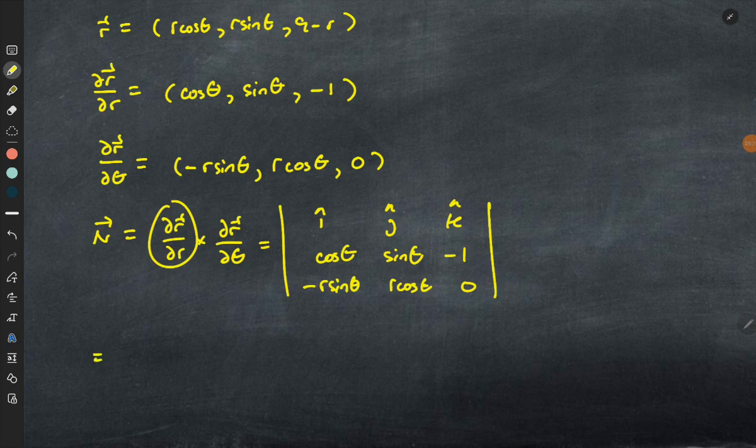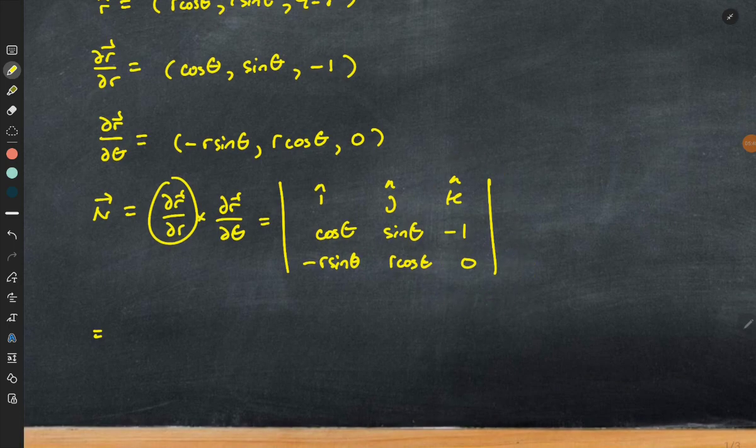Now, because there's a 0 down here, I'm going to evaluate this determinant like this. That's just how I'm going to do it. You guys can do it a different way. There are different ways to do this, but because there's a 0 here, I'm just going to evaluate along this column. So k hat, the minor for k hat is cos theta, or just whatever's here. So that's going to work out to be r.